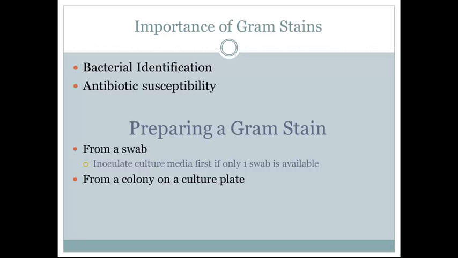So preparing the gram stain, from a swab, we would inoculate culture media first if there is only one swab available. Most of the time when we are swabbing a throat or any type of wound, we will do a dual swab to do initial testing in a rapid test kit, and then we would send the other one for culture. Or we can also do it from a colony on a culture plate.